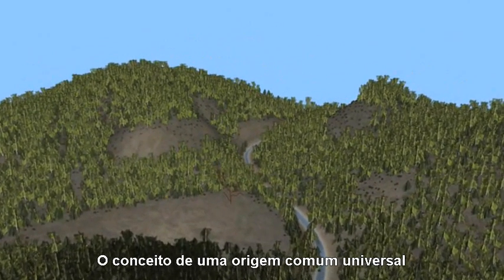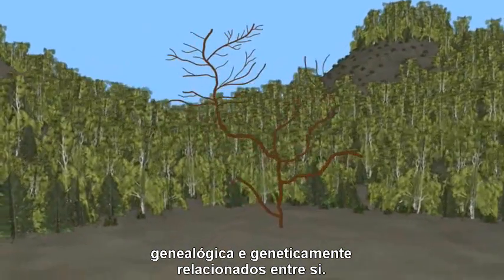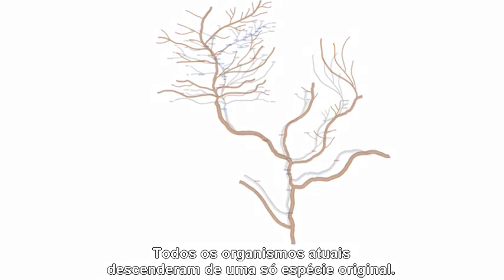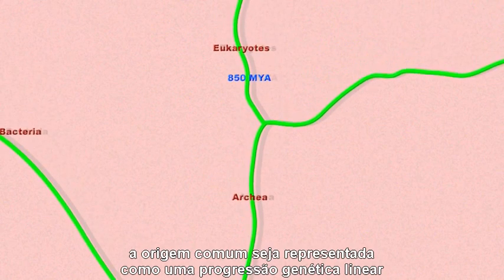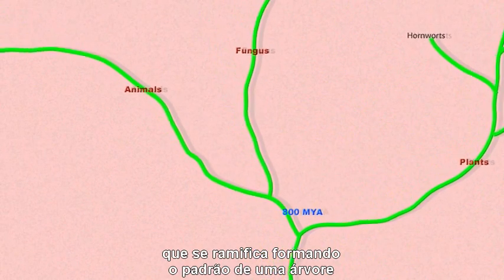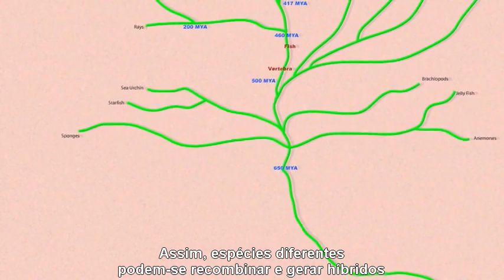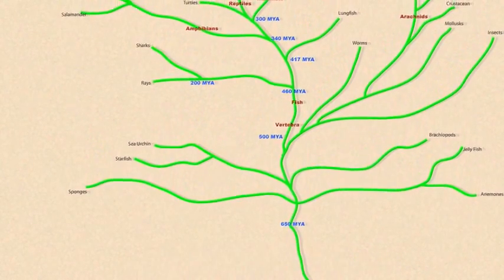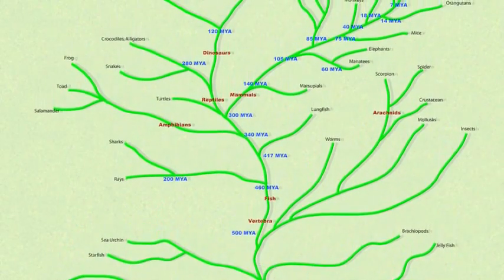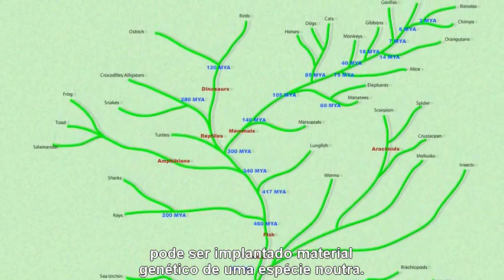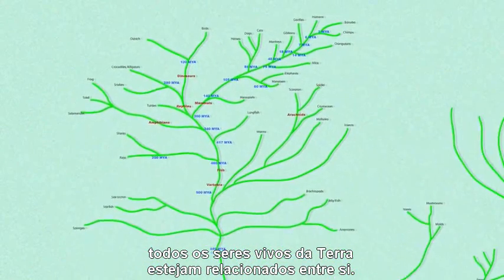Universal common descent is the concept that every living thing on Earth is related to every other living thing on Earth, genealogically, genetically related. All modern organisms are descended from one original species. And while in its simplest form, there's a genetic linear progression that branches and forms a tree-like pattern, common descent is not restricted to this linear pattern. That is, different species might recombine and generate hybrids, or genetic material may cross from symbiont to host. Or perhaps by man's own hand, genetic material may be implanted wholesale in another species. None of this changes the fact that every living thing on Earth is related to every other living thing on Earth.